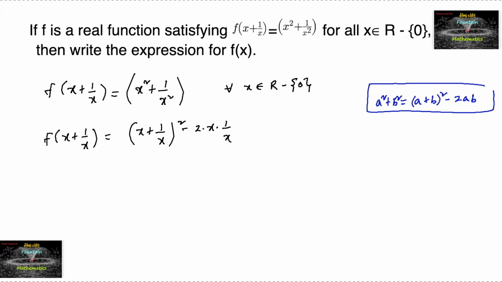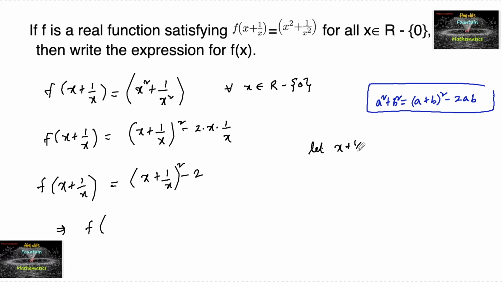So which equals to x plus 1 upon x whole square minus 2. So f of x plus 1 upon x is equal to x plus 1 upon x whole square minus 2. So which also implies that, if I can replace x plus 1 upon x as y, so let us write x plus 1 upon x is equal to some y. So f of y is equal to y square minus 2. And let us define, for x belongs to R minus 0, what happens to y?